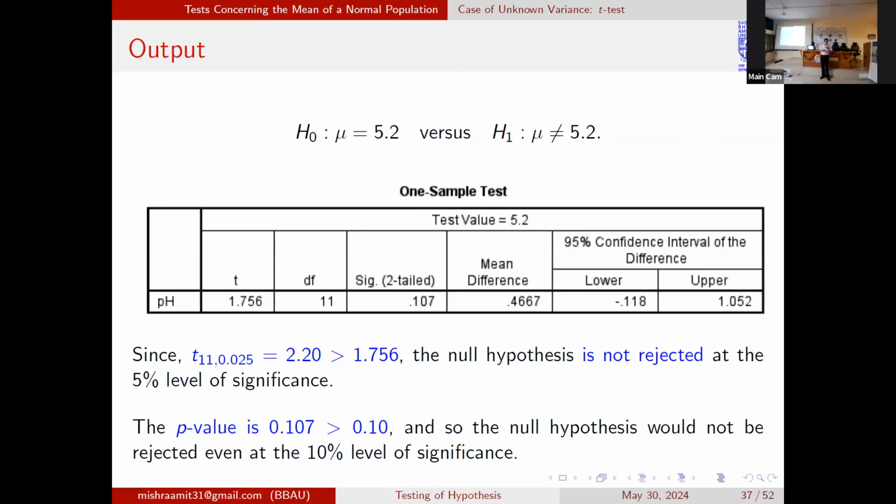And what is significant? Actually, this column gives you the p value. This column gives you the p value. If I convert it into percentage, it is 10.7%. So your p value is 10.7%, meaning if the null hypothesis is true, that is, if pH is 5.2, then getting this kind of data has a 10.7% possibility. There is a high chance that you get this kind of data. So if there is a high chance, p is high, you are not going to reject it.